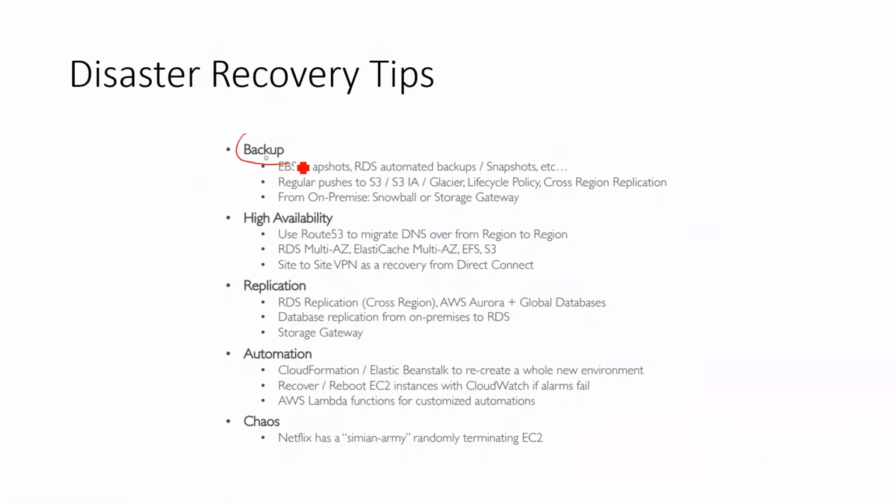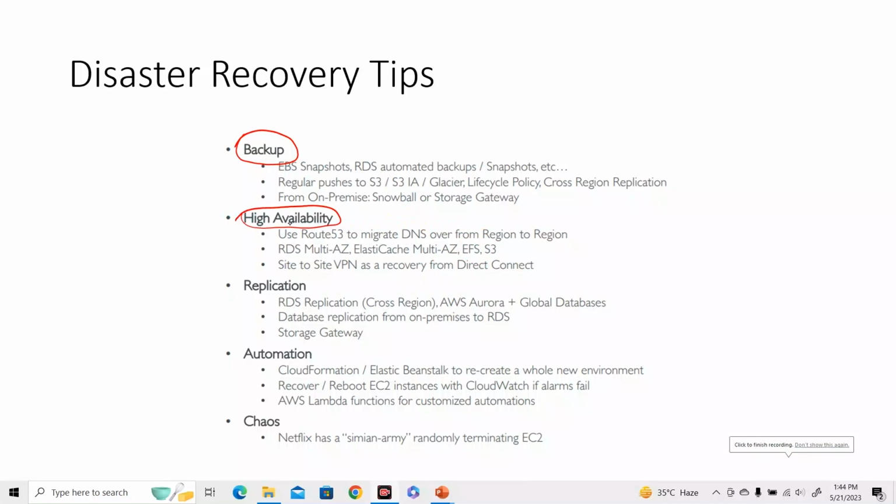So obviously one of the tips is to take regular backups of your particular data, like your databases, your EBS volumes, and whatever S3 data you have. You can create lifecycle policies to transform the data from one storage class to a cheaper storage class. You can take regular EBS snapshots, RDS snapshots, etc. And if you have a lot of data from your on-premise data center, you can just request a Snow family device like a Snowball or a Storage Gateway, right? That works.